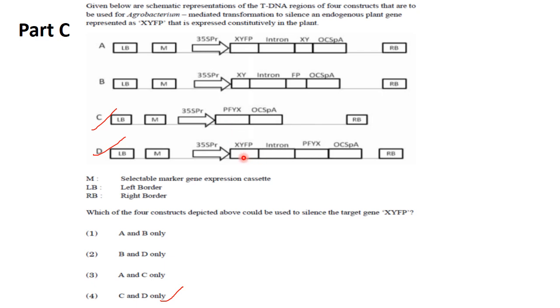Here also, D also, if you see XYFP and PFYX, they can form short hairpin RNA. Then miRNAs will be formed and the result is silencing. So C and D can be used for silencing. So the answer here is option 4, C and D only.